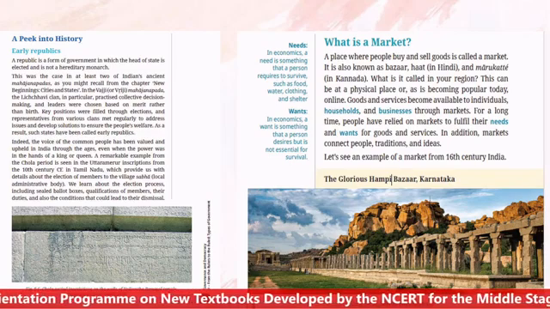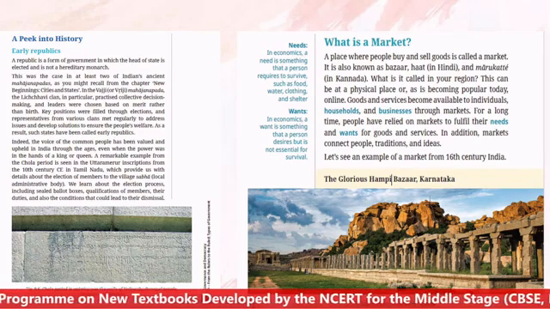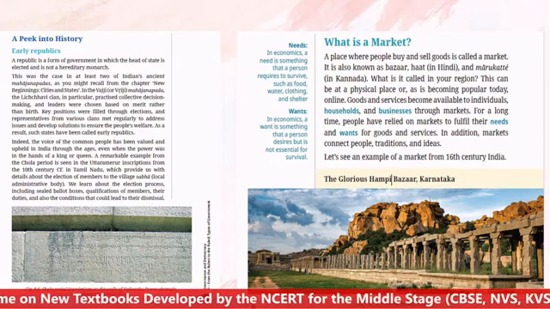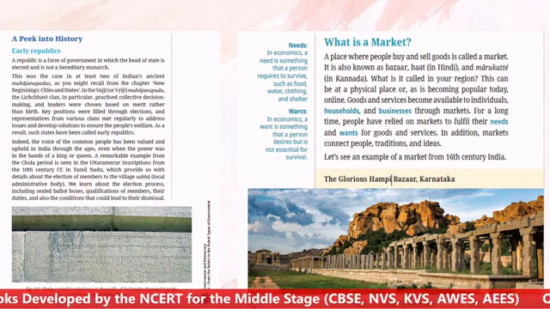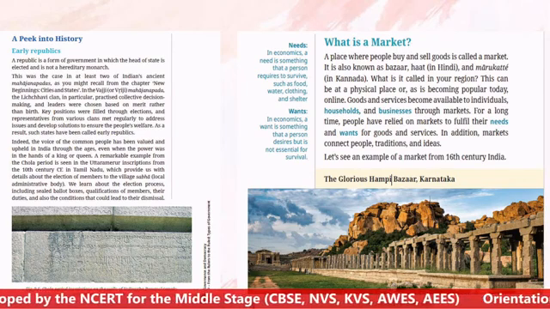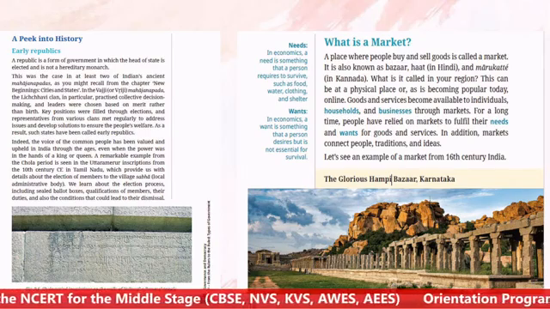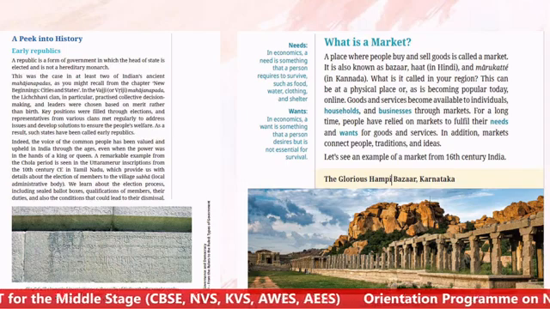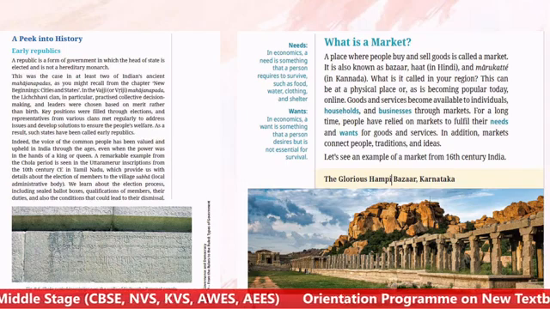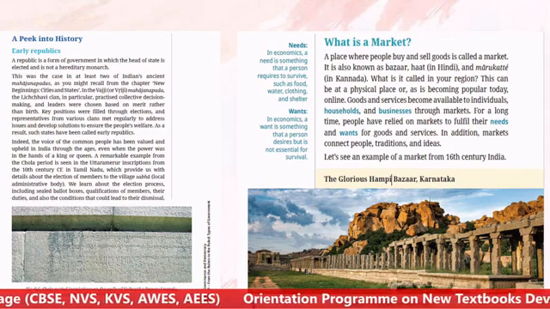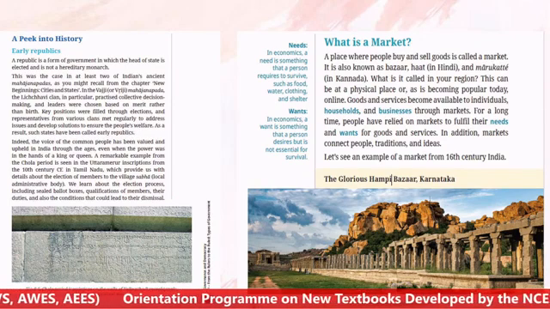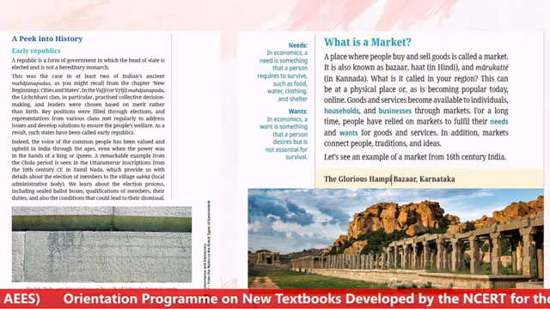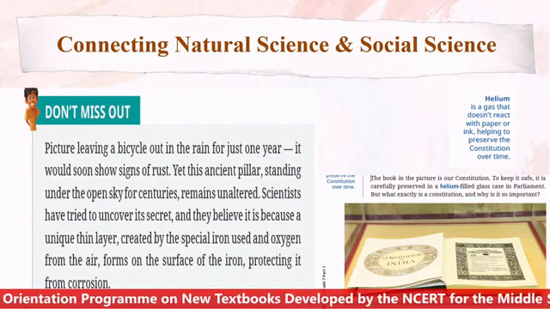And then in the next, you can see what is a market. You can easily make out that it is a theme related to economics. Here we are talking about a bazaar in Hampi, in Vijayanagar, that used to be an important bazaar in the Vijayanagar Empire. So there is continuous reference to different subject areas within social sciences and outside social sciences.